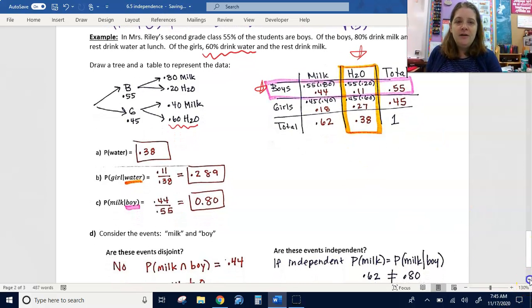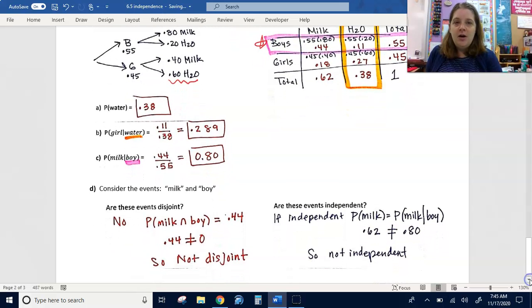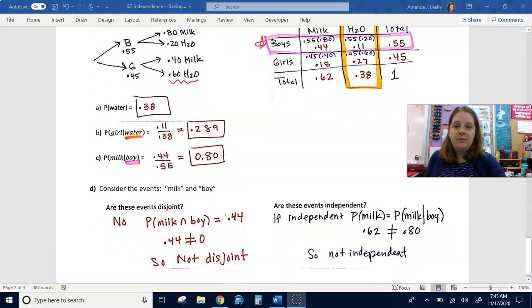Okay, now considering my events here, what about the event someone is a boy and milk? Are they disjoint? So again, that argument would look like, if they're disjoint, I would expect the probability of milk and boy to be 0, okay? In this case, the probability of milk and boy crosses at 44%. That's not equal to 0, so they're not disjoint. Okay, so I want that kind of idea there.